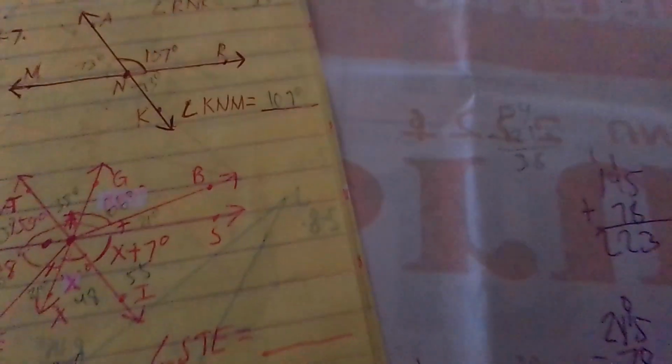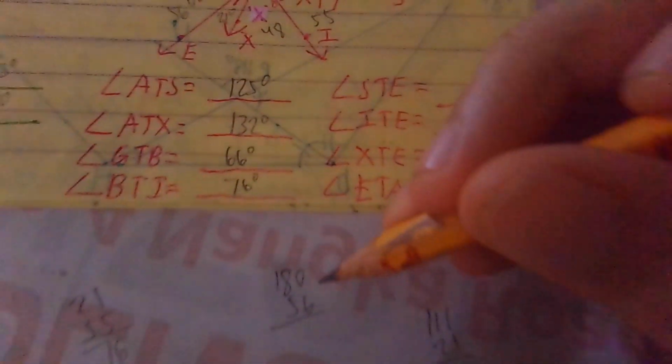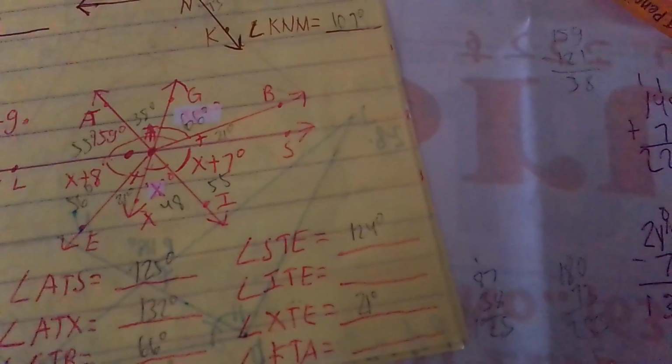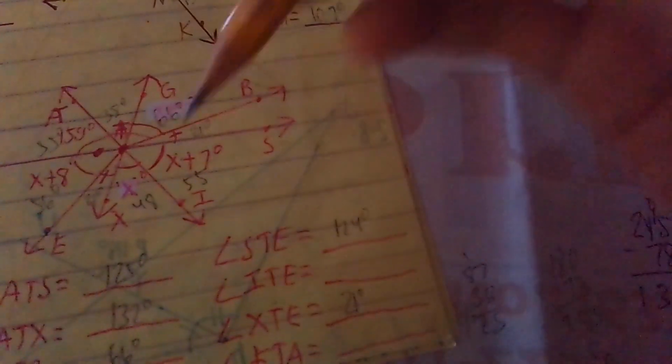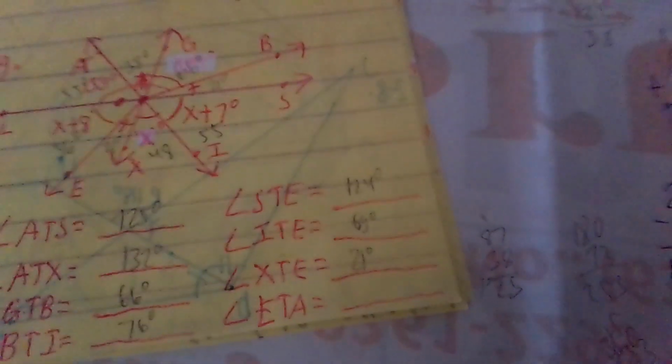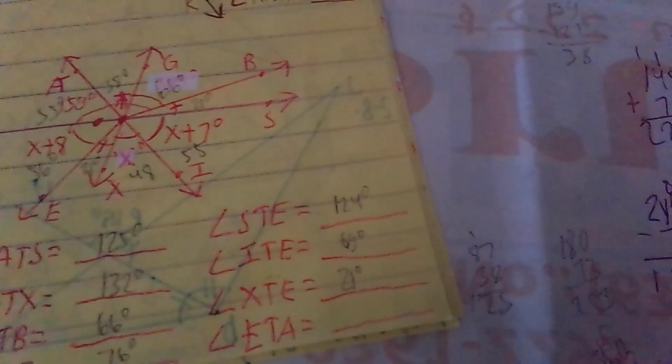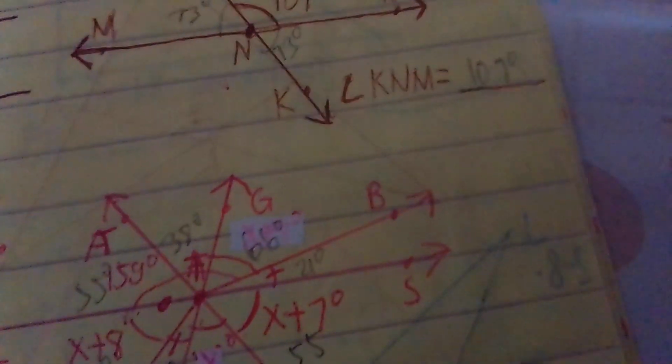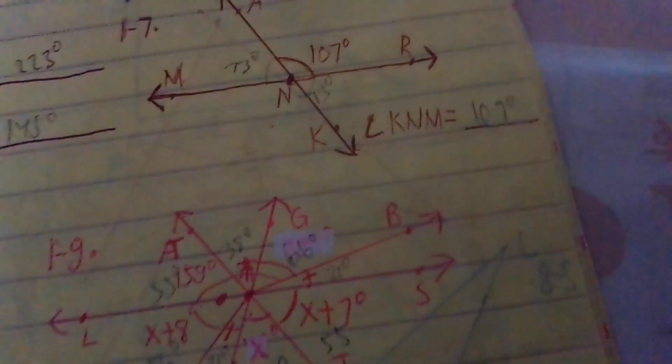Then for STE, subtract 56 na lang from 180. And you should get 124. Yun lang. For ITE, 21 plus 48 equals 69. Di ba? 69 degrees to. And last but not least, ETA, very easy. ETA. 56 plus 55 equals 111.